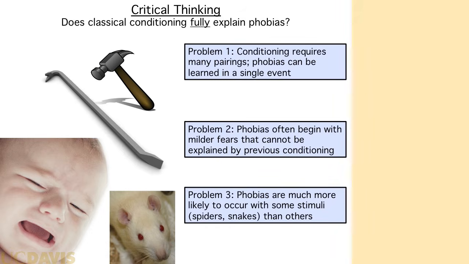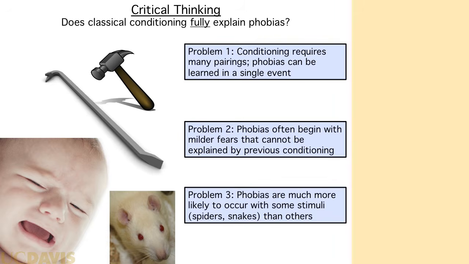However, classical conditioning alone doesn't fully explain phobias. First, unlike most types of classical conditioning, phobias can be triggered by a single event. Second, phobias often start as milder fears that arise without any conditioning. Third, phobias are much more likely to occur with some types of stimuli than with others.